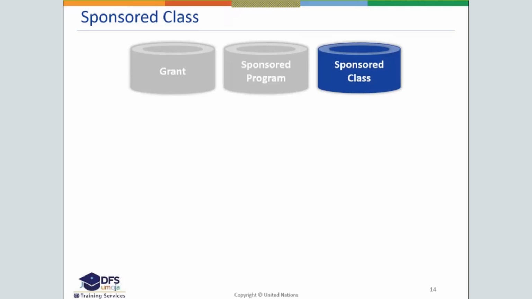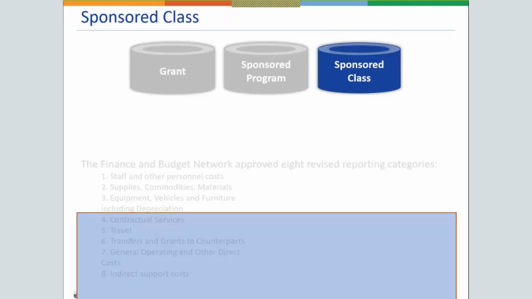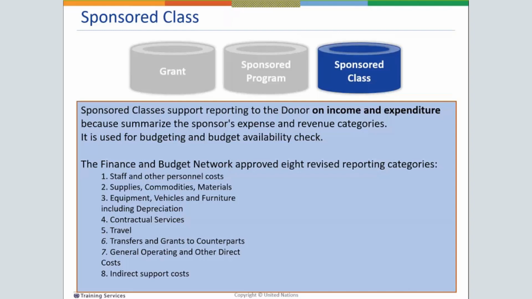And the last master data element involved in grants management is the sponsor class. The sponsor class supports reporting on income and expenditures, because it summarizes or splits how these expenses or revenues are tracked by categories. So we have 8 revised reporting categories: staff and personnel costs. You have all of them written here. It's a kind of splitting on how this money is going to be spent during the grant life cycle.